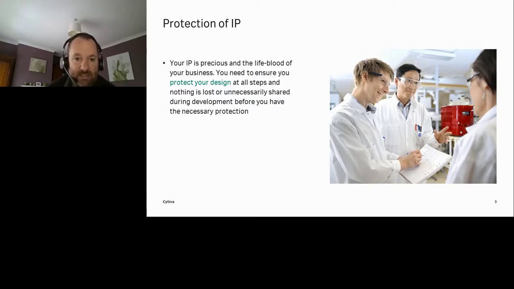So, we've got on this slide that IP is precious and the lifeblood of your business, and that can't be underestimated. IP is everything to new startups, and being able to protect that design is everything. You've got to make sure that everybody you're working with throughout the process, at all steps, is holding onto that IP, that there's no loss or unnecessary sharing. So when choosing a partner, or the right way to work on your concept, there are important considerations, so that you get that back at the end of the process.